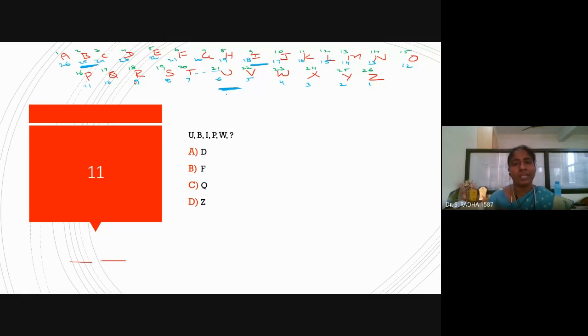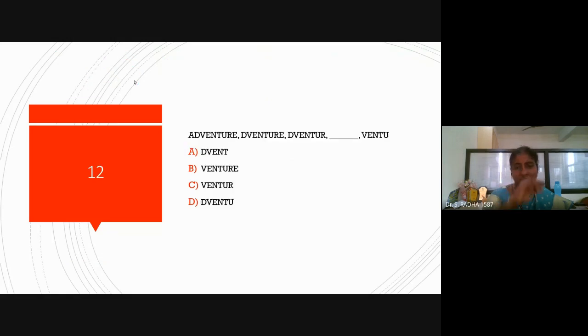After I, it is P, 6 letters are skipped. After P, it is W, 6 letters are skipped. So after W, again we skip 6 letters and I am getting the answer as D, which is available in option A. Option A is the answer. I'm going to the next question.